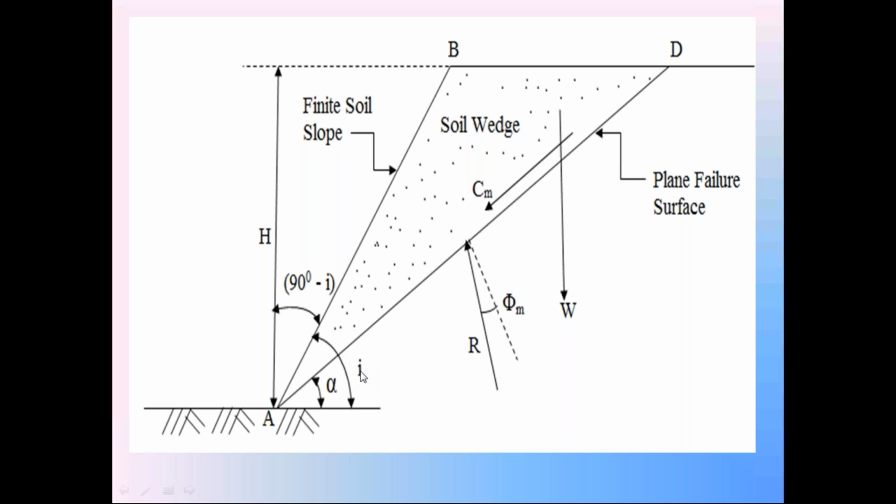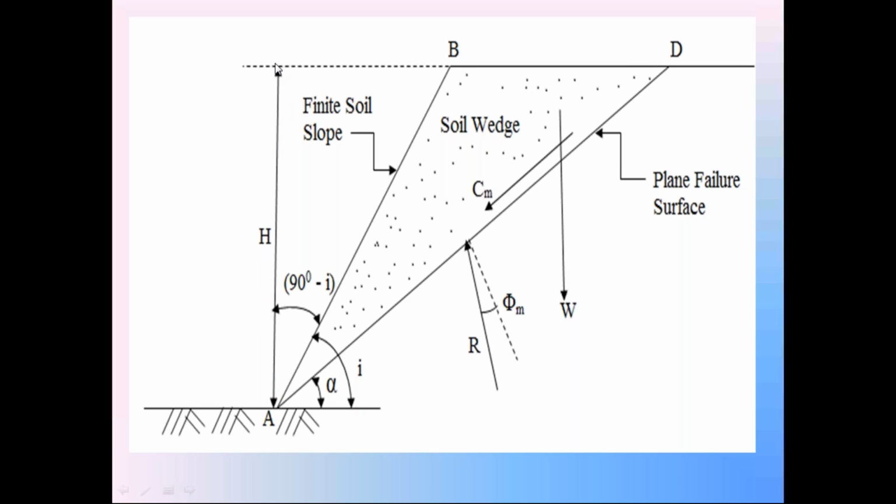This is a known value. So this angle i is a known value. With the horizontal, the finite side slope is making the angle i. Then with the vertical, this finite side slope makes the angle 90 minus i. Take h as the height of the finite side slope, the vertical height of the finite side slope.